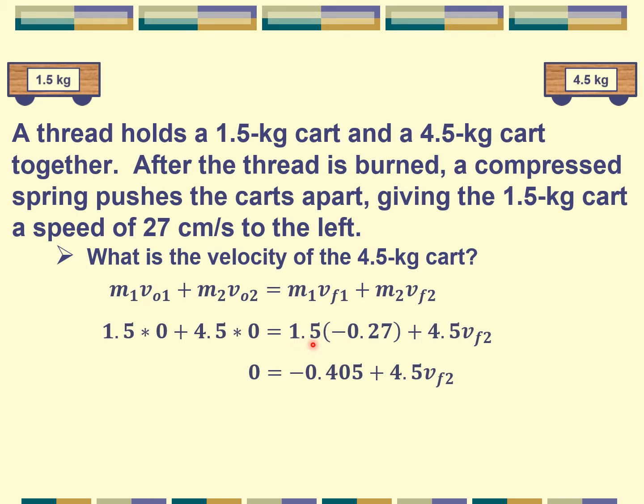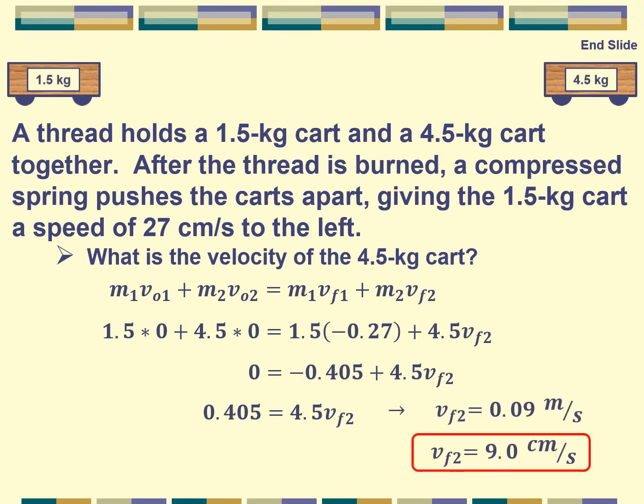Afterwards, the 1.5 kilogram mass is moving at 27 centimeters per second. Convert that to meters per second, and that gives me 0.27. Now, we give it a negative because it's moving to the left. We have to incorporate that direction anytime we do conservation of momentum because the direction does matter. So with that being said, 1.5 times negative 0.27 gives me negative 0.405. And then 4.5 times the final velocity 2, which is what we're looking for. So we take the 0.405 to the other side, make it positive, divide by 4.5, and we get 0.09 meters per second.